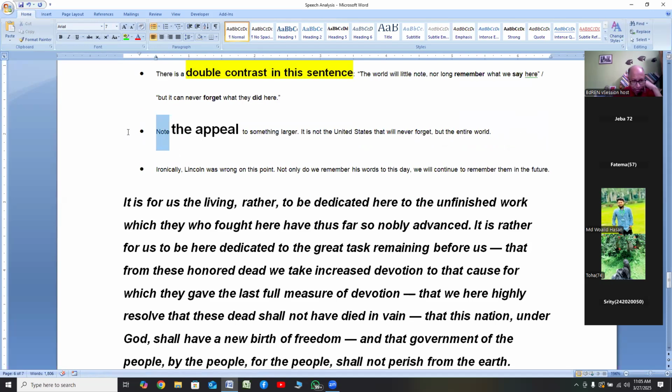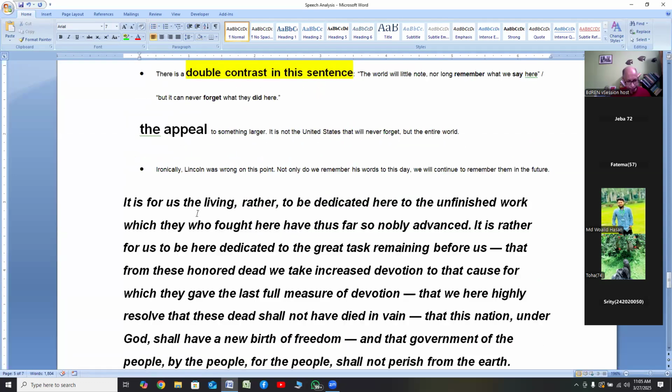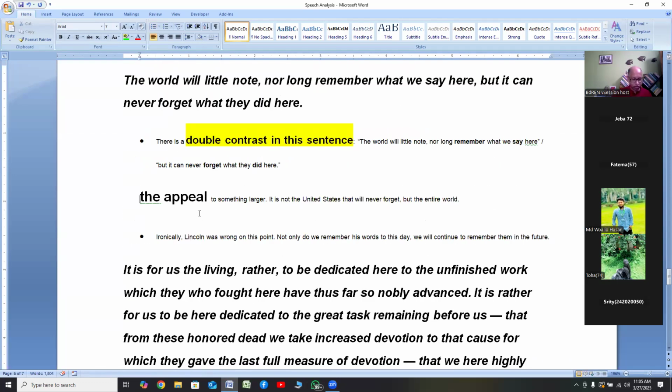And then appeal. Appeal is very, very important. Appeal means how the speech draws your attention.